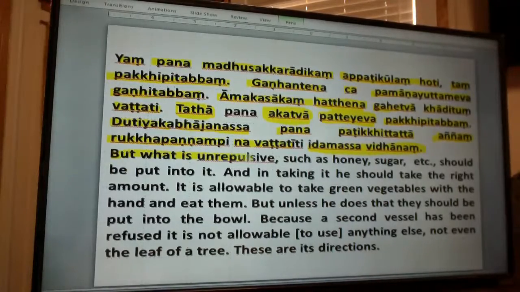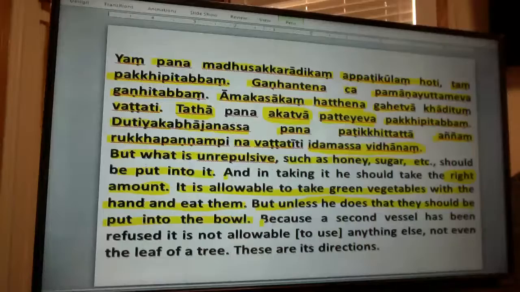But what is unprocessed, such as honey, sugar, madhu, sakati, etc., should be put into it. Into it means in a bowl. And in taking, he should take the right amount only, not extra or too much. And it is allowable to take green vegetable with the hand and eat it. It's okay. But unless he does that, it should be put into the bowl. If he doesn't want to take it with the hand, it should be put into the bowl.